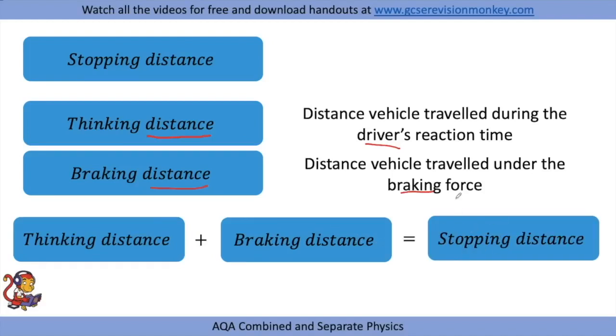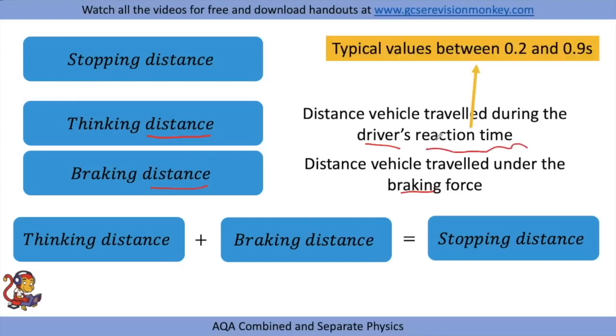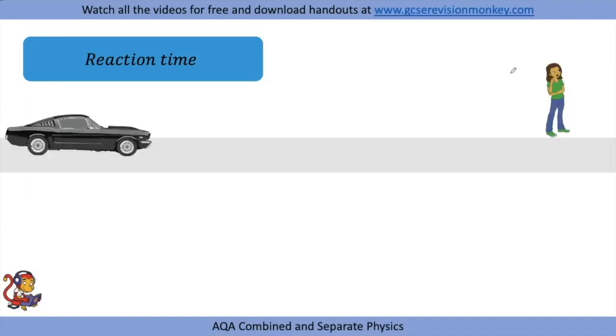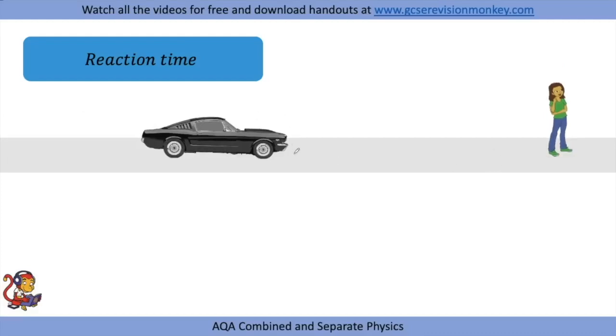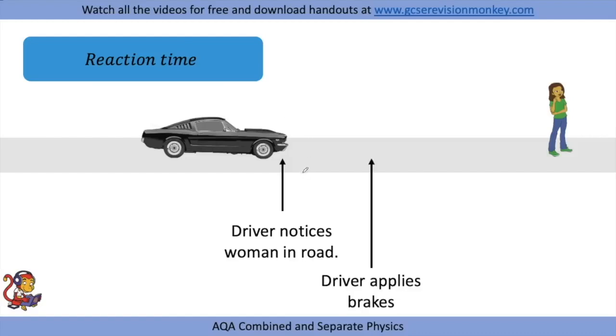So driver's reaction time normally falls within typical values of 0.2 and 0.9 seconds, but this can be varied by different things that we'll discuss later. So let's have a look at a scenario here. We've got a car driving along and a woman steps out. So the point then here that the driver notices the woman in the road will be the point that he starts to think about putting on the brakes. And at this point later on, this is the point where he actually applies the brakes, then this distance in between will be the thinking distance, the distance the car travels during the driver's reaction time.